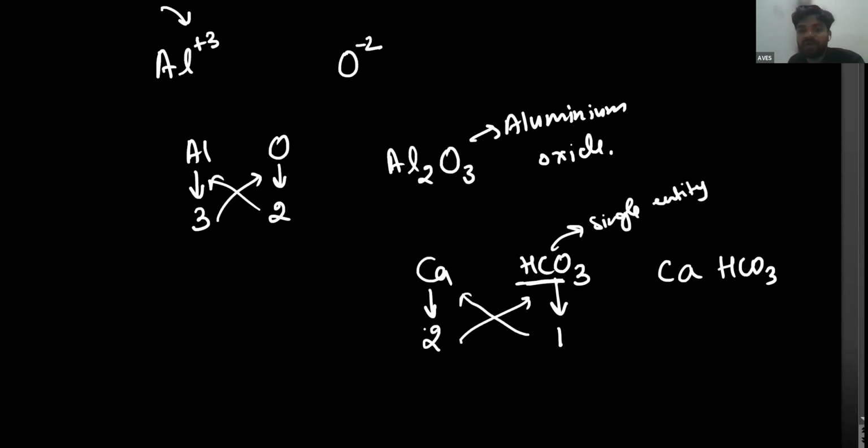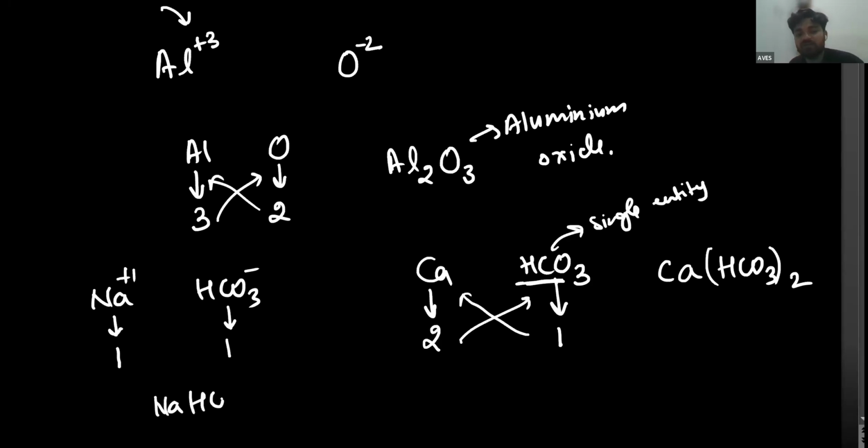Before writing the 2 here, we have to put the bracket in this one. If I have an example of sodium hydrogen carbonate, HCO3, sodium has one valency and hydrogen carbonate also has one valency. You will see that sodium is +1 and here it is -1 in the chart. So both of them have the same valency, and then we combine them. NaHCO3 will be the formula of sodium hydrogen carbonate.